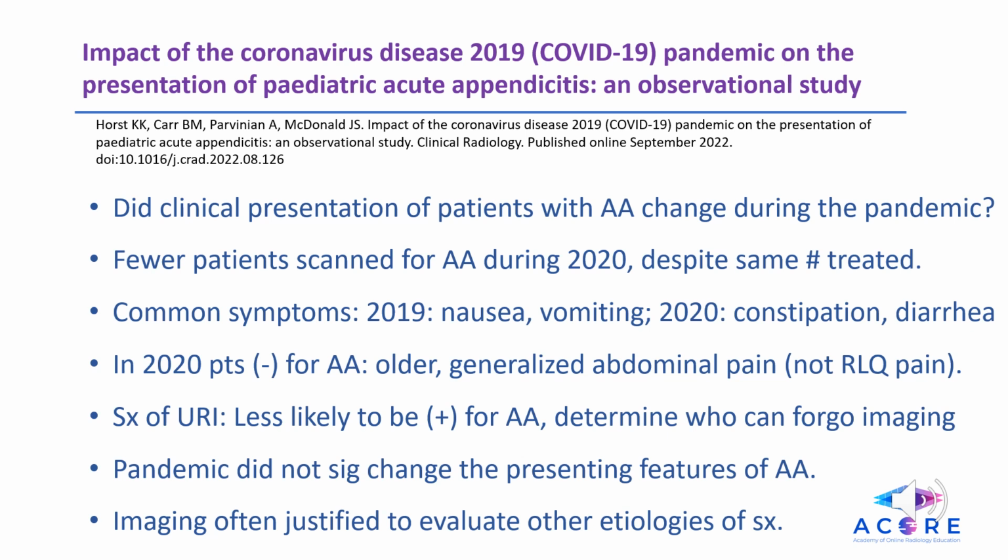The study suggests that upper respiratory infection symptoms may decrease the likelihood of appendicitis and may factor into precluding a patient from receiving imaging in the proper clinical context. Ultimately, the pandemic did not significantly change the presenting features of acute appendicitis, and imaging is generally justified in these patients as other etiologies for the presenting symptoms, such as enterocolitis, are common and may be found on imaging.